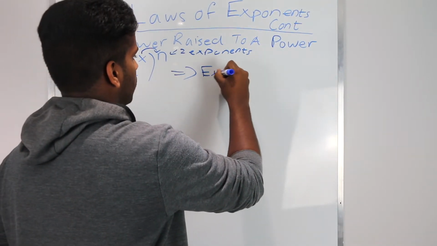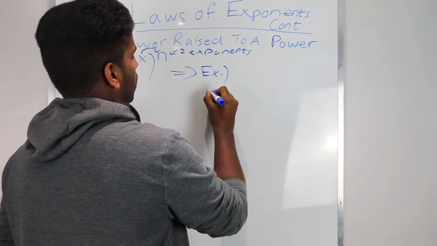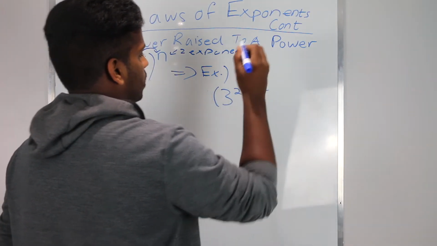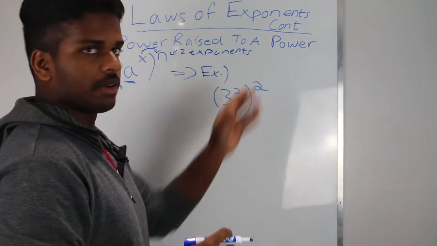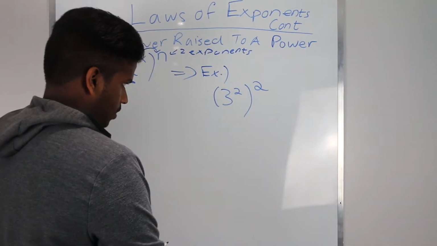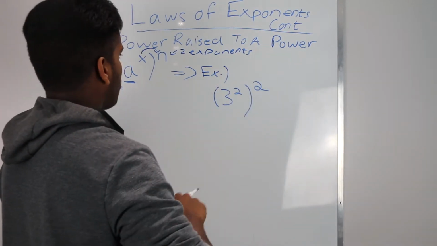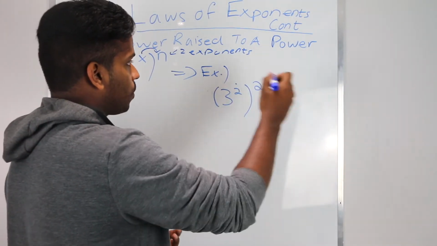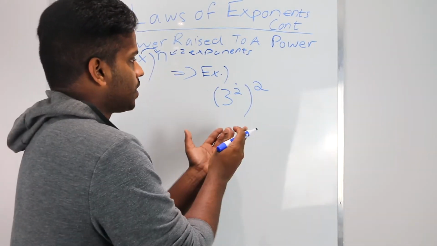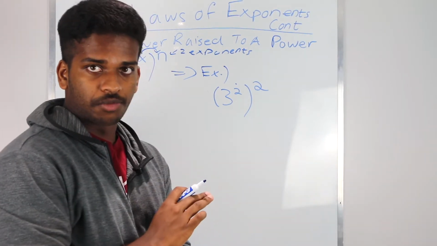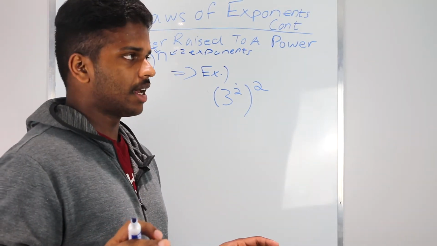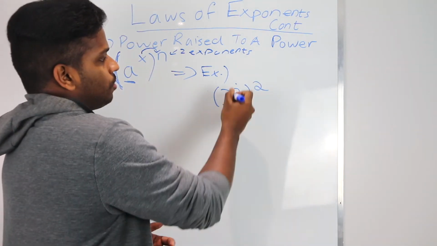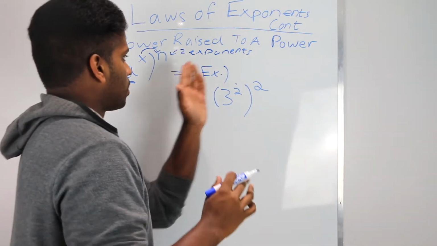3 squared, squared again. So we have two different powers now. It doesn't have to be the same. See how x and n represent two different numbers. So the exponents don't have to be the same for this rule to apply. I'm just using this example for you guys to understand it. This rule will apply even if this was 3 squared to the power of 3.